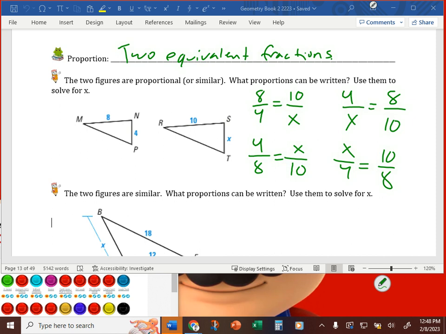Okay? There's a lot of options here. You don't have to do them all. And if you plug in 5 for each of these, 8 fourths equals 10 fifths, check. 4 eighths equals 5 tenths, check. 4 fifths is 8 tenths, yup. 5 fourths is 10 eighths, yup. They're all equivalent fractions. They're all proportions.